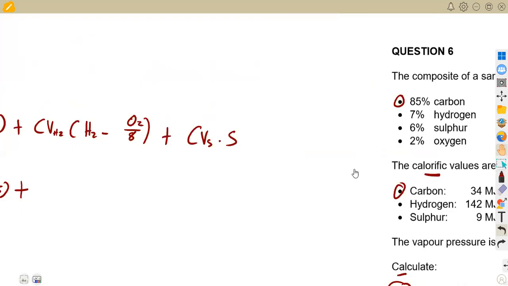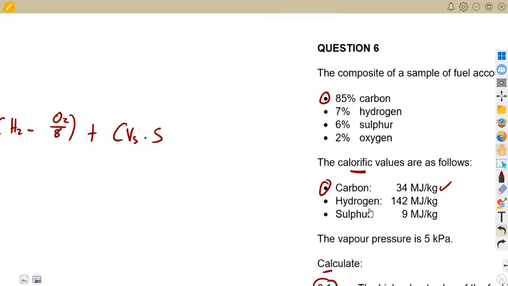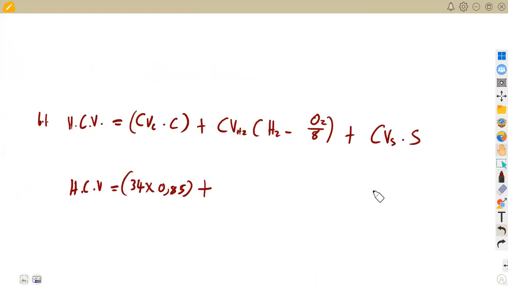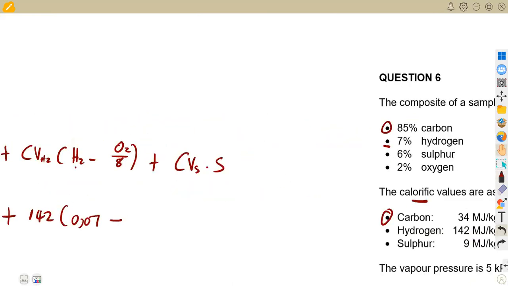Plus the calorific value for hydrogen. Also, we are given it in megajoules for hydrogen. That is 142. The percentage for hydrogen is 7%. So it's 142 times 7%. So we are going to have 142 times hydrogen, which is 7%, that's 0.07, minus oxygen, as part of water. We are going to need the percentage of oxygen, which is 2%, that's 0.02 if we divide by 100, over 8 in this case, all right?